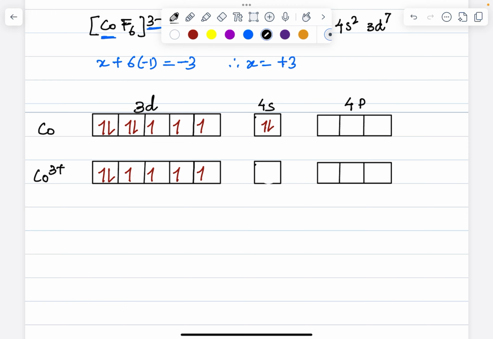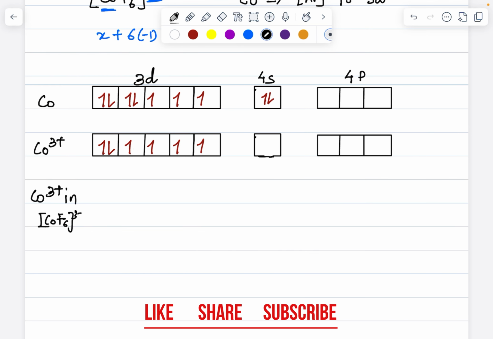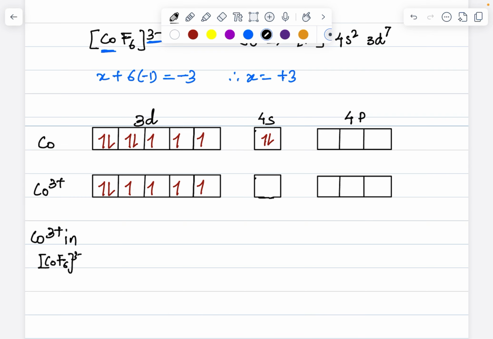Now understand that fluorine is a weak field ligand. So what happens? Pairing happens for a weak field ligand, or pairing doesn't happen for a weak field ligand? So I'll write over here cobalt 3 plus in this complex, same complex, CoF6 3 minus. Now you tell me, since fluorine is a weak field ligand, is it going to pair or not? Again you have to remember, for a weak field ligand, where shall I write?